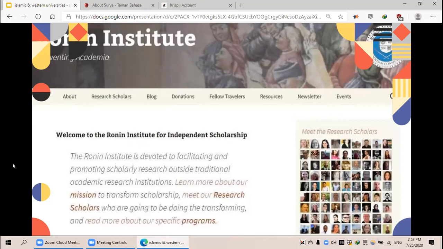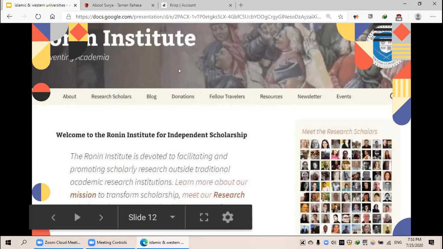So the RONIN Institute is devoted to facilitating and promoting scholarly research outside traditional academic research institutions. So they don't have an official or a physical space. Whereas IGDOR has physical space, at least in Bali, in Ubud, Indonesia. They have two more official addresses, one in Sweden and the other in Estonia, but I'm not sure whether they have physical spaces there. Anyway, the next one will show you here.